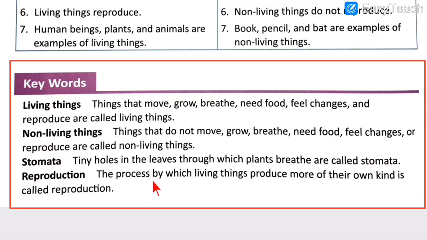The process by which living things produce more of their own kind is called reproduction. Now, please repeat after me. The process by which living things produce more of their own kind is called reproduction. Okay, now with this is the end of our lecture.